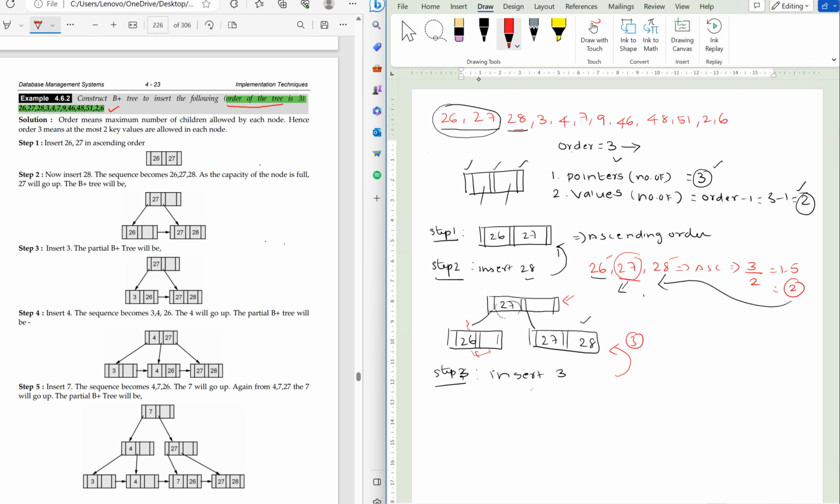So in the third step, the tree structure will consist of values like this. On the left hand side, it will have 3, 26. On the right hand side, it will have, as I already said, a copy of the root node as well. Okay. So till step 3, 4 values are inserted.